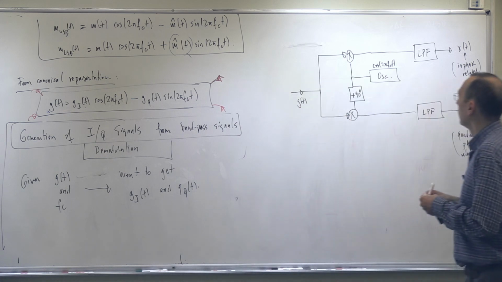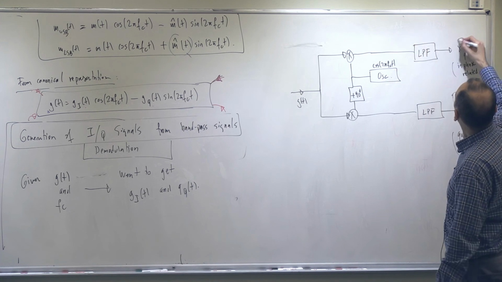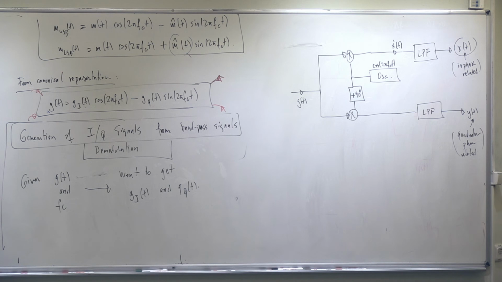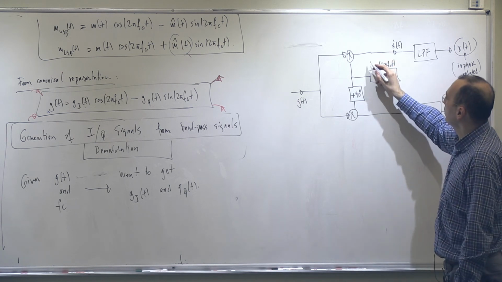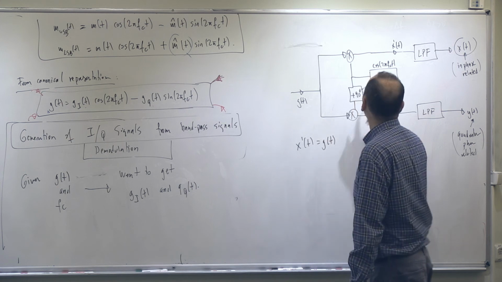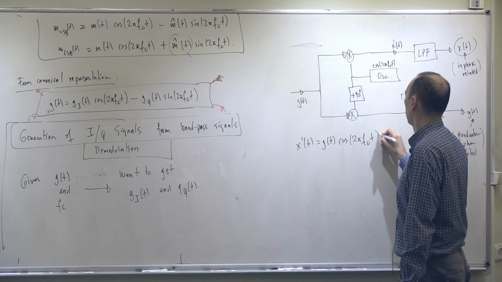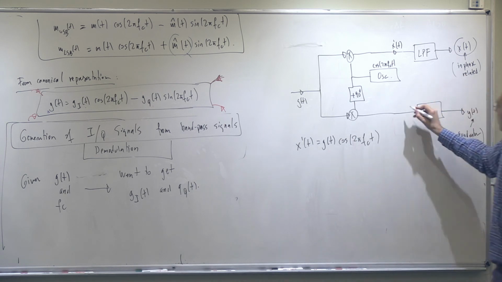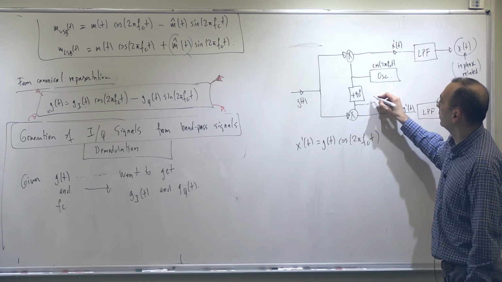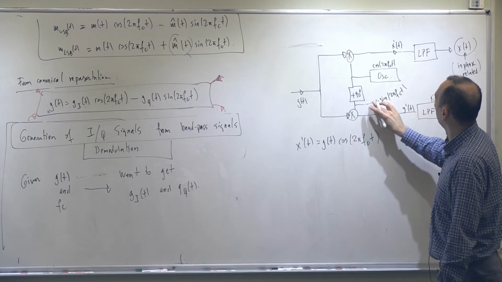Okay. So what's going on? Now, let's try to figure out what this output is. Let me call this part x prime of t. So x prime of t is nothing but g of t times this cosine, isn't it? Similarly, I can call this y prime of t. So this is plus 90 degrees, as you see. So this becomes minus sine 2 pi fct.